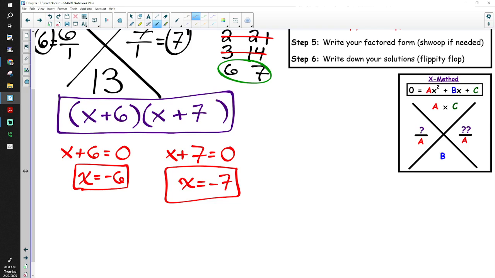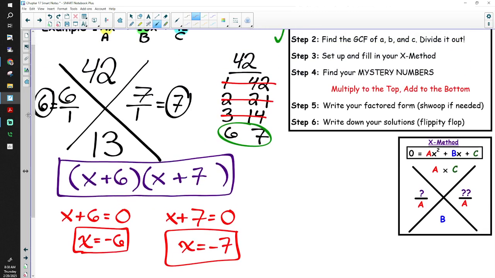It might just say factor it. It might say solve it. The red is solving. The purple is factoring. Sometimes you have to do both. So, the reason I said I'm only going to do these little baby equations this one time to show you how you do it old school, there's another way to get those that's really quick and easy.